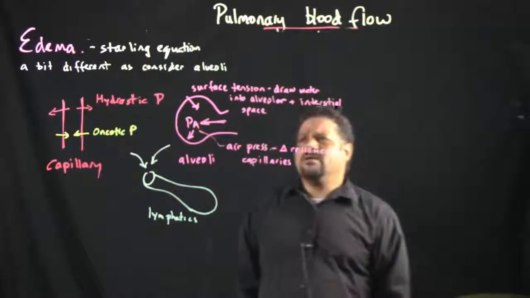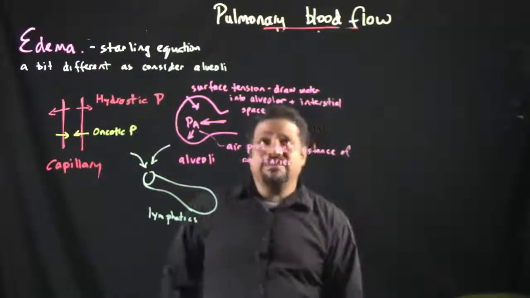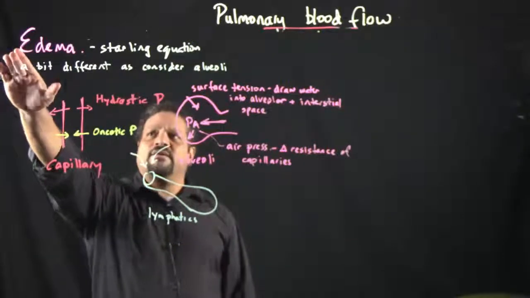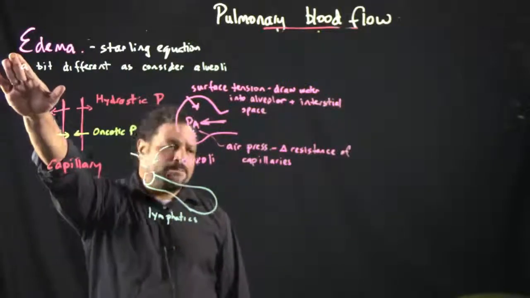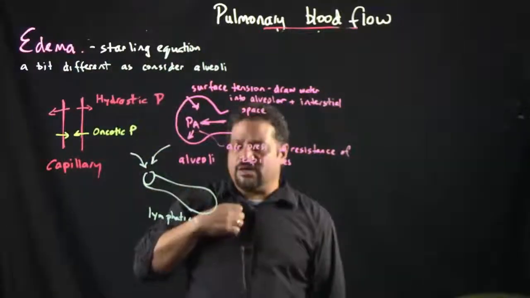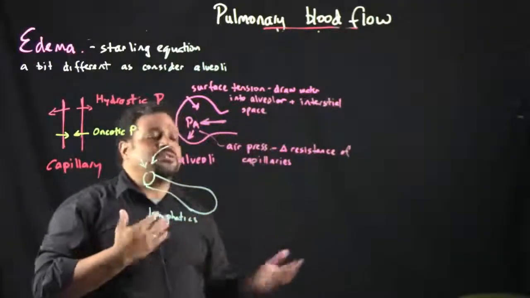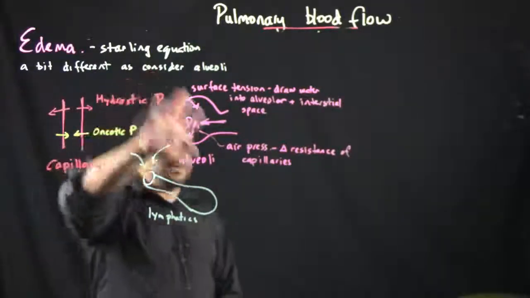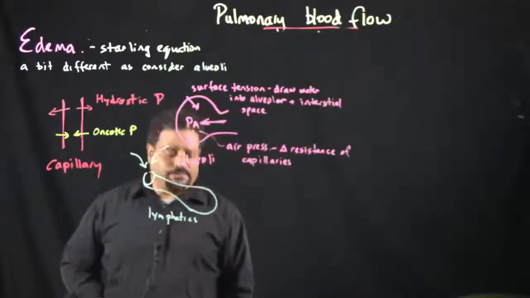Okay, let's look at the clinical correlations with pulmonary blood flow. The main thing that we're looking at is pulmonary edema. We've looked at Starling's equation, where you can calculate filtration or reabsorption. But this is a bit different because we also have to consider the alveoli.